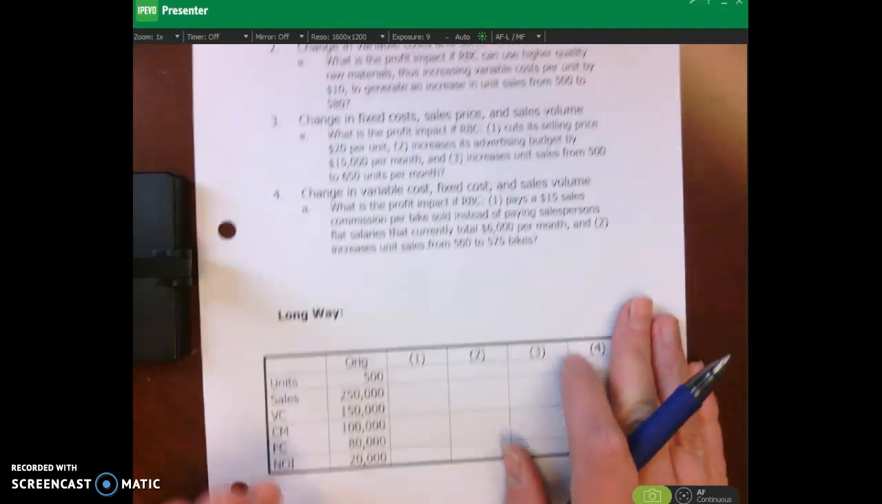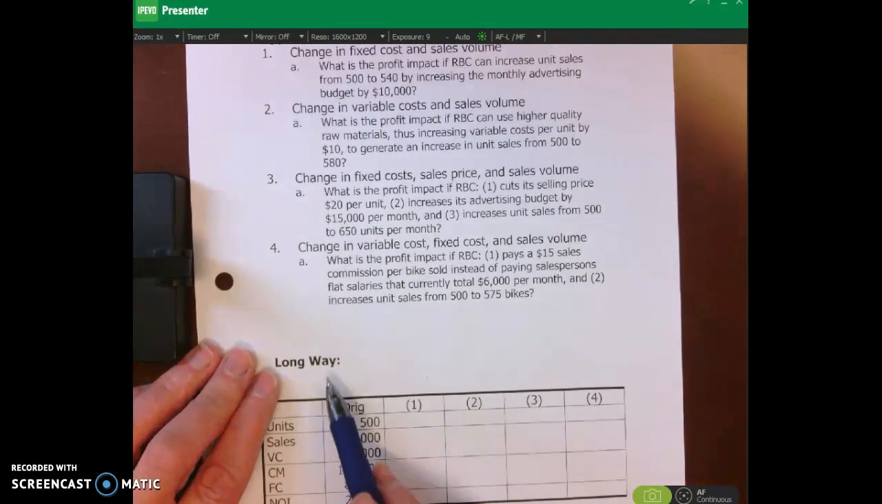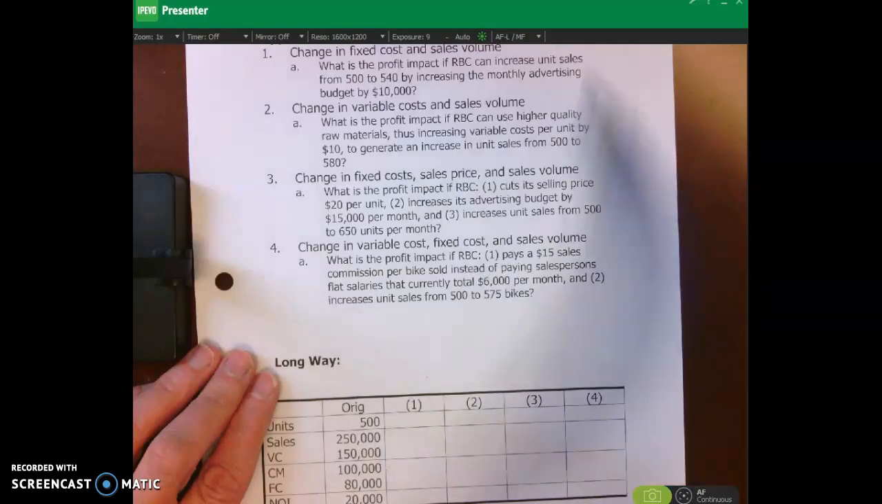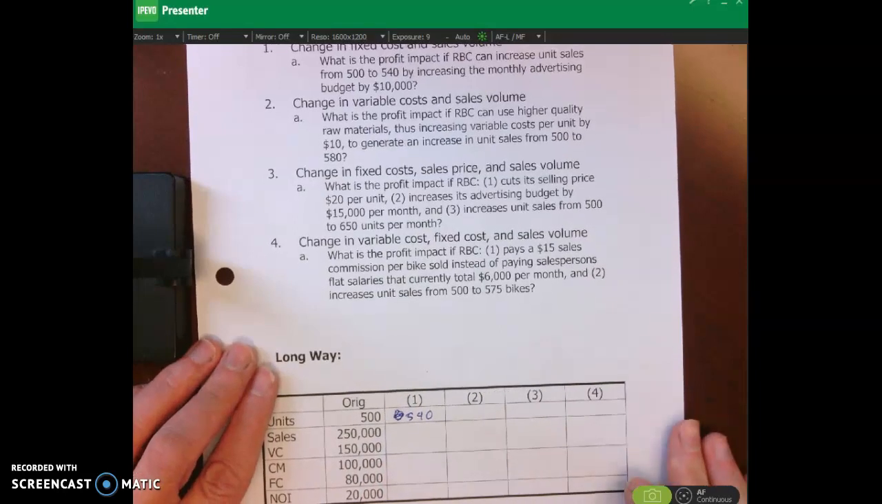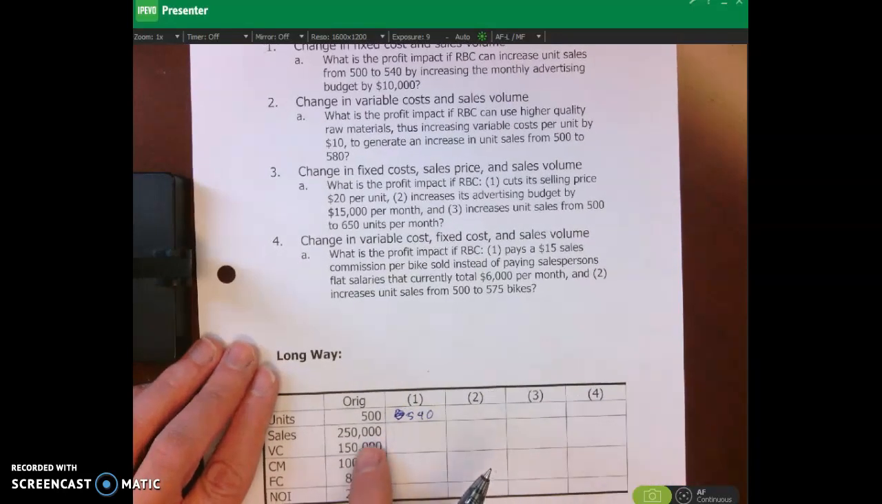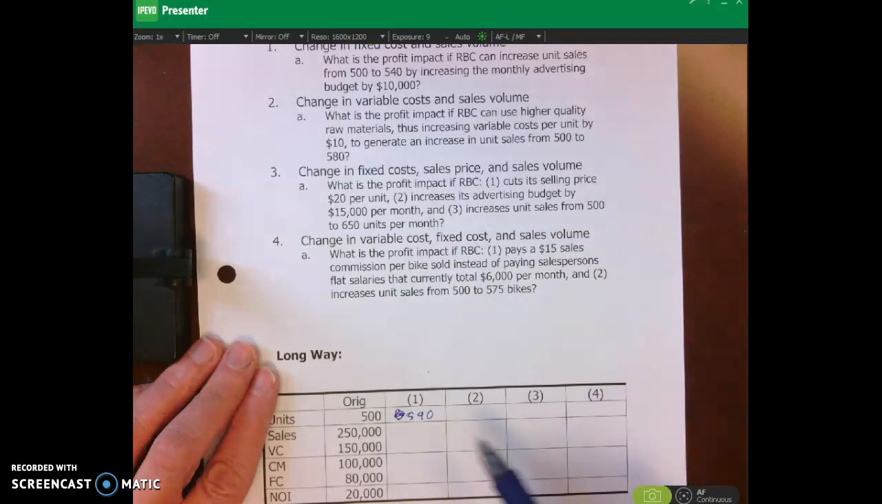Okay. So if we increase unit sales from 500 to 540, what we can do over here is, and I say even long way, this is looking at the profit equation way, which is basically to redo the contribution income statement at 540 bikes. So what I can do is I can put my units right over here. 540. And I can go 540 bikes times my $500 selling price per bike. Now, I'm not told anything about my selling price changing. So I have my 540 bikes times my selling price.